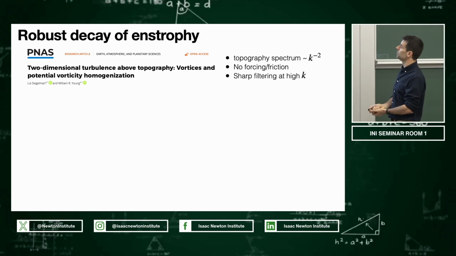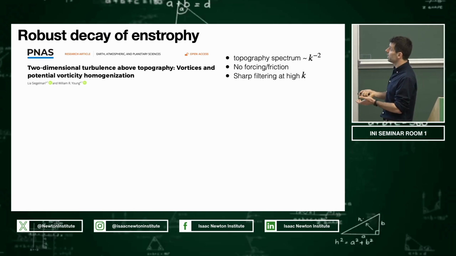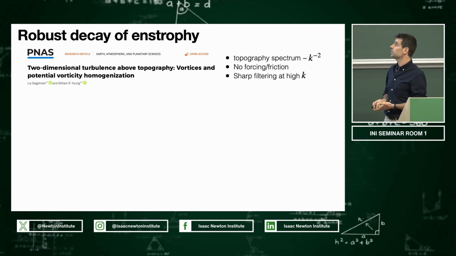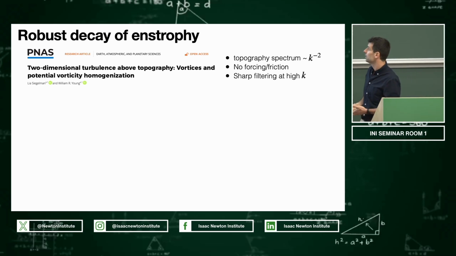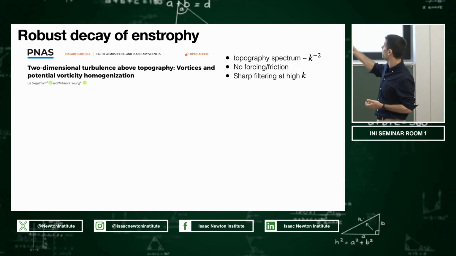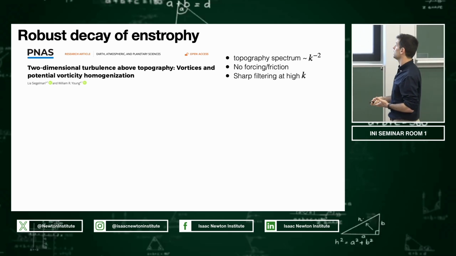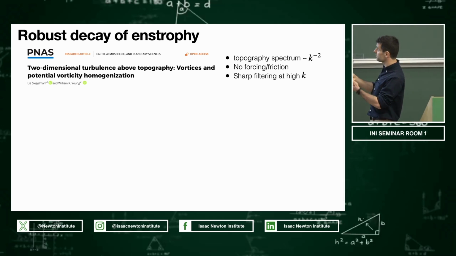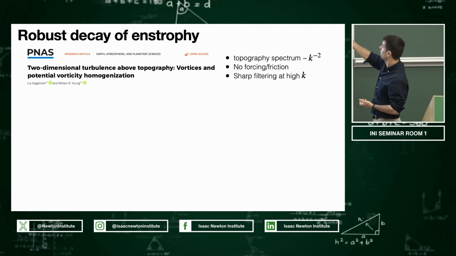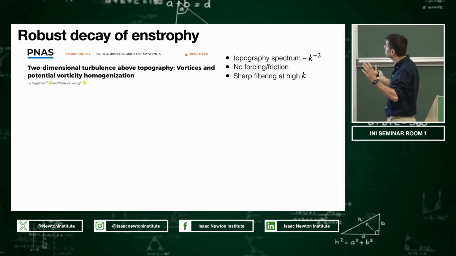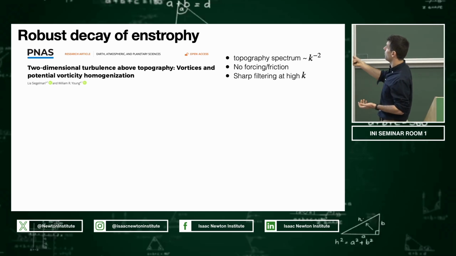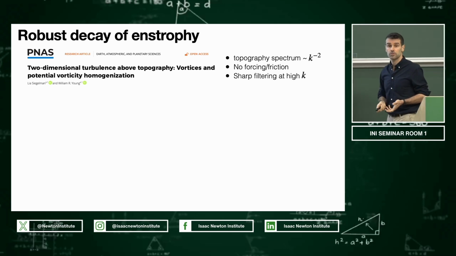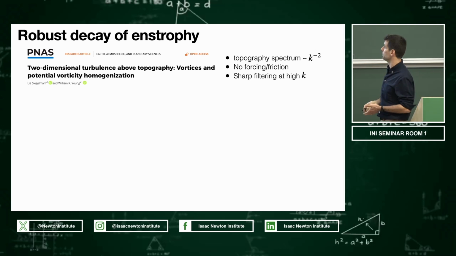so maybe there's one point in favor of selective decay as opposed to a statistical theory where you would conserve energy and entropy, which is that if you run the system numerically, you do observe that entropy does decay. Okay, and so I've been very much inspired by this paper by Leah Siegelman and Bill Young, where they consider exactly this problem. Their topography has a spectrum that goes like k to the -2. It's a slightly rough topography. They have no forcing or dissipation, and they only include some sharp filtering at very high k, which can be seen as a very strong form of hyperdiffusion.